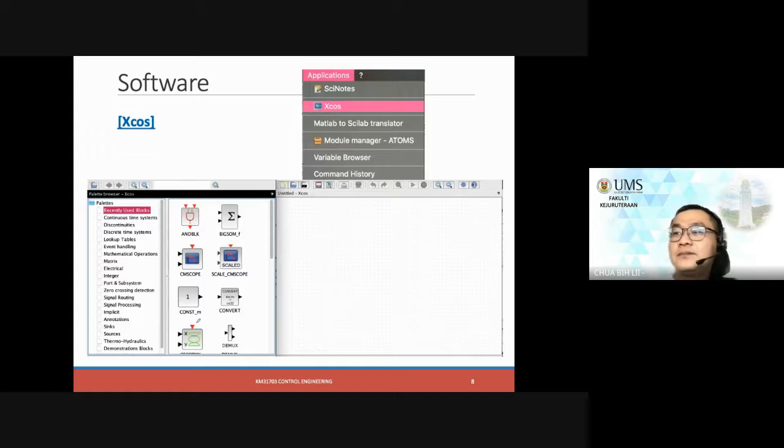Now next would be how you can see the xcos. Since I'm using Mac, but for sure in Windows it's the same. I've tried that as well in Windows. You just go to the menu, look for the applications, and look for xcos. Once you press it, you should see something like this. Here you can see a similar form of diagram or blocks. What you can do is later on you just drag.